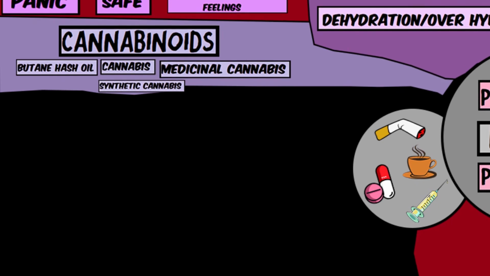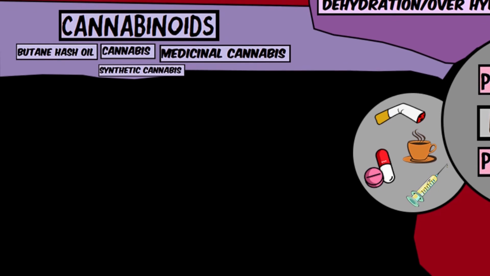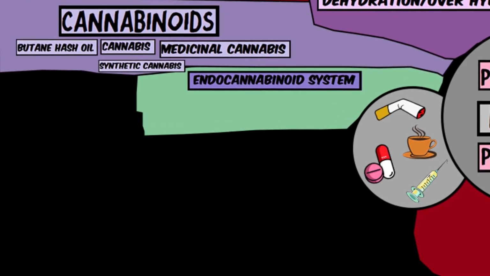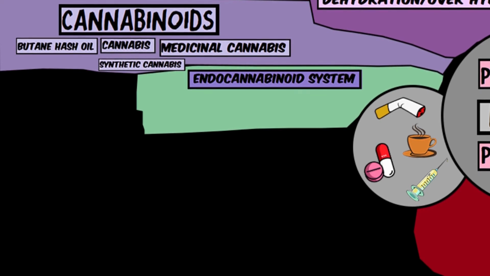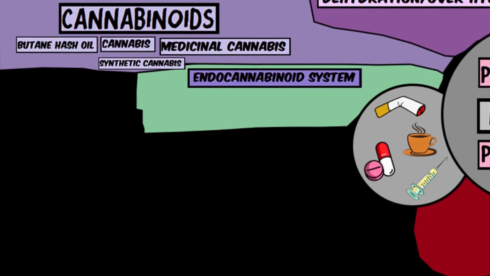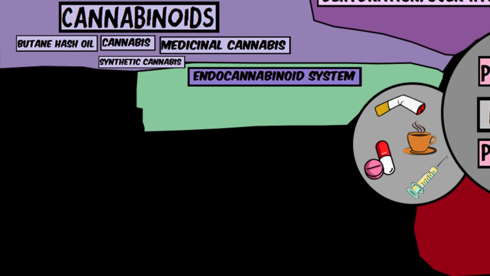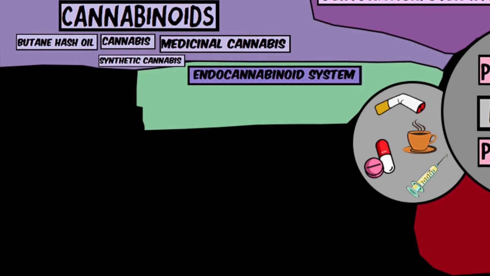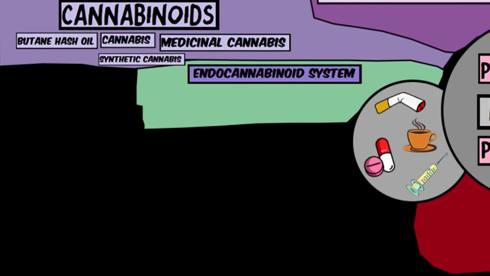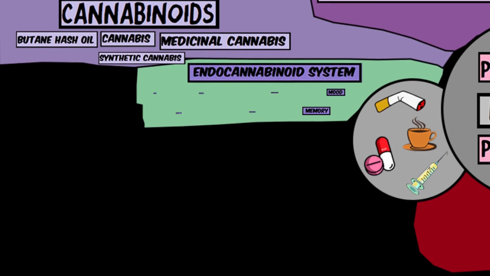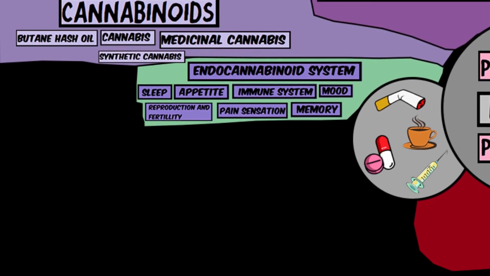Every human possesses an advanced physiological system, known as the endocannabinoid system. These are molecules produced in the body which act as a network of receptors and neurotransmitters that help control some of the body's most vital functions related to memory, appetite, mood, pain sensation, and the immune system.